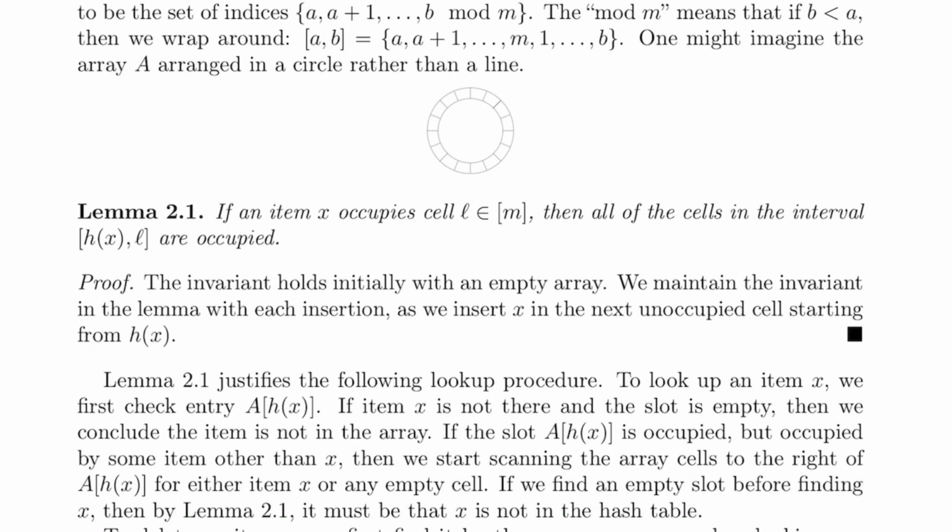Lemma. If an item X occupies cell L out of M, then all of the cells in the interval [h(X), L] are occupied. Proof. The invariant holds initially with an empty array. We maintain the invariant in the lemma with each insertion as we insert X in the next unoccupied cell starting from h(X).